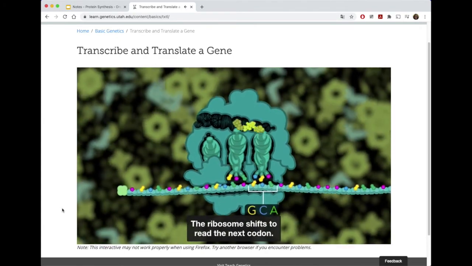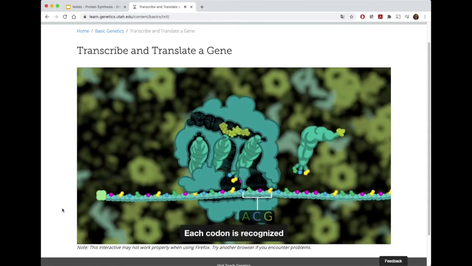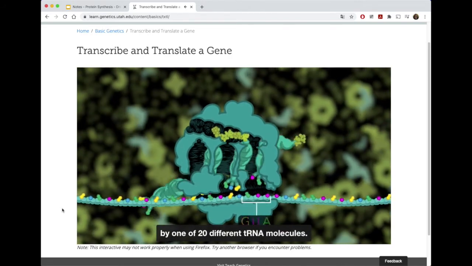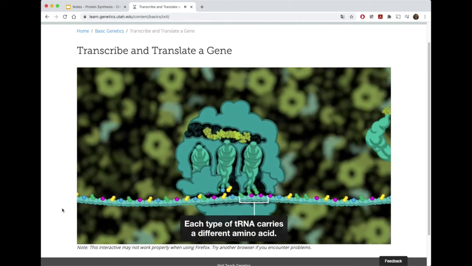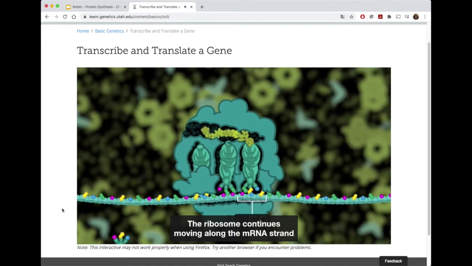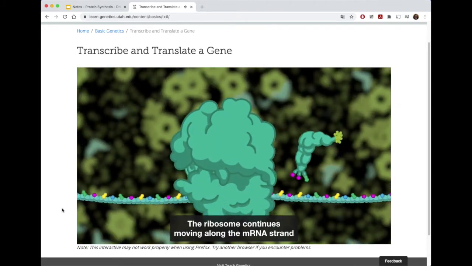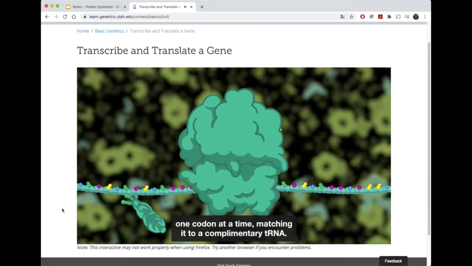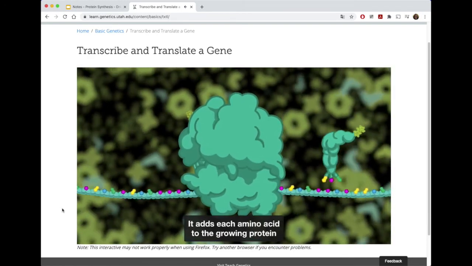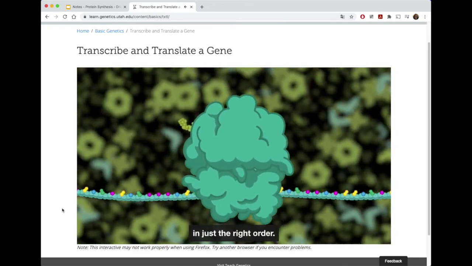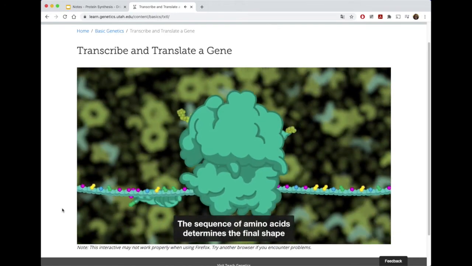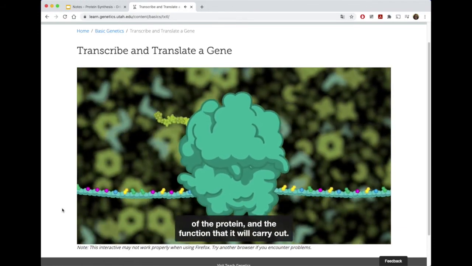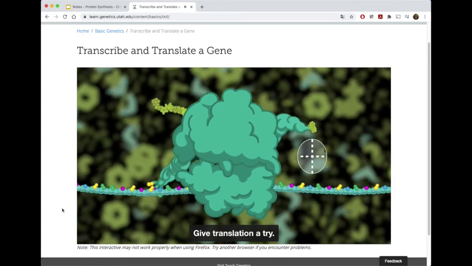The ribosome shifts to read the next codon. Each codon is recognized by one of 20 different tRNA molecules. Each type of tRNA carries a different amino acid. The ribosome continues moving along the mRNA strand, one codon at a time, matching it to a complementary tRNA. It adds each amino acid to the growing protein in just the right order. The sequence of amino acids determines the final shape of the protein and the function that it will carry out. Give translation a try.